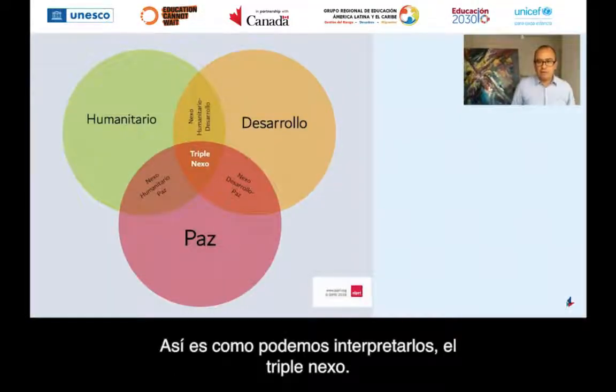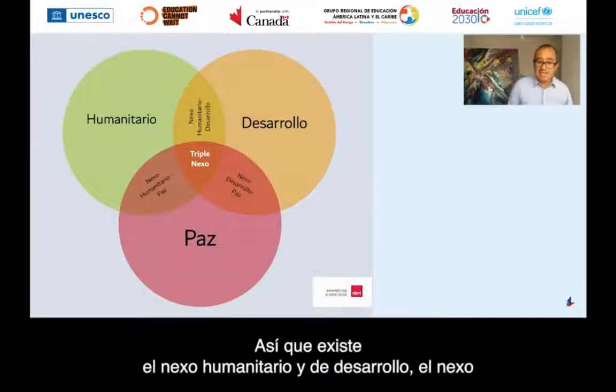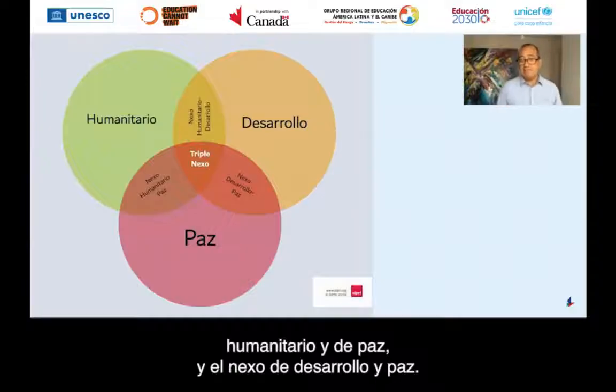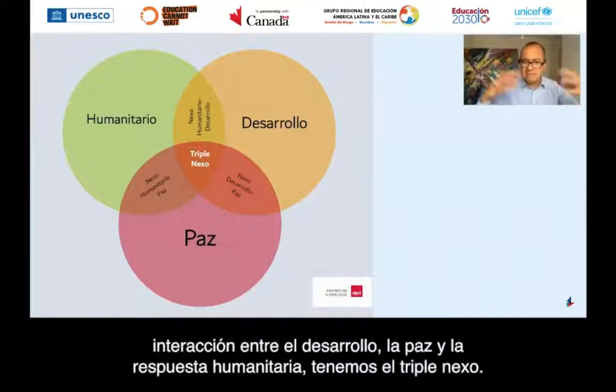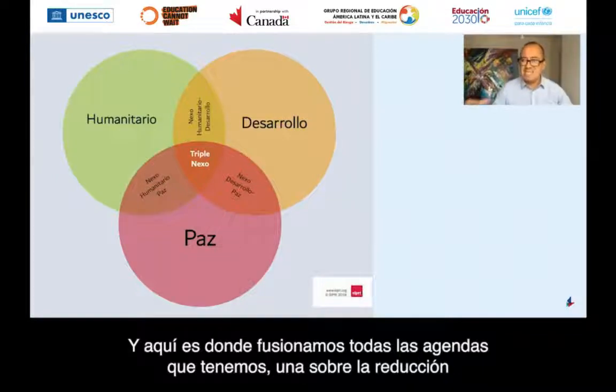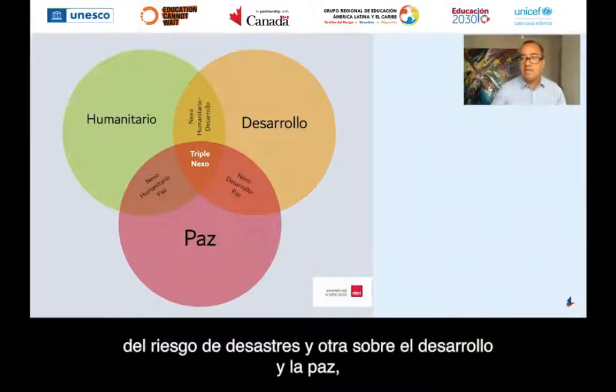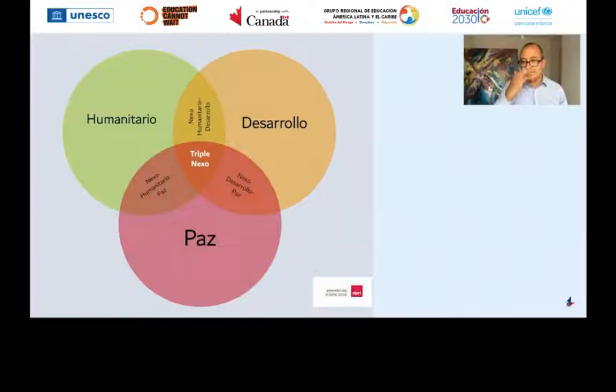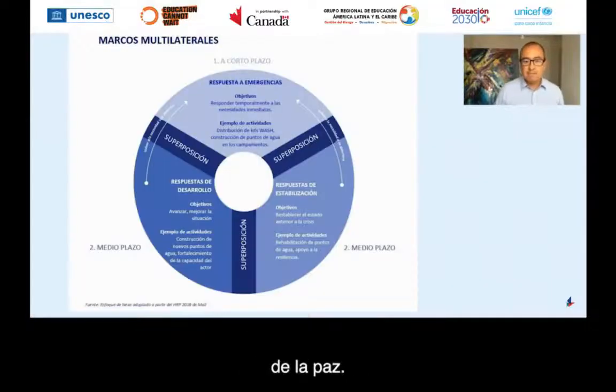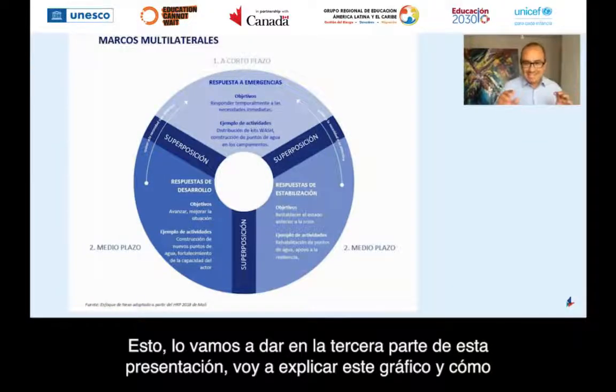So this is how we can interpret the triple nexus. There is the humanitarian and development nexus, the humanitarian and peace nexus, and the development peace nexus. And when we interact development, peace, and humanitarian response, we have the triple nexus, and this is where we merge, or triple, the agendas that we have: one on disaster risk reduction, another on development, and another on peace, the maintenance of peace. This we are going to give in the third part of this presentation.